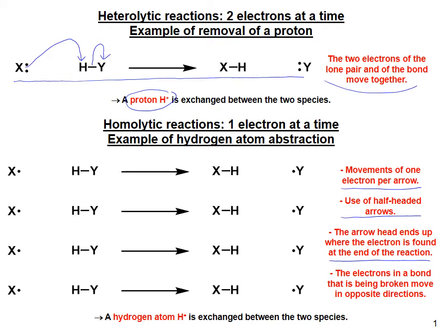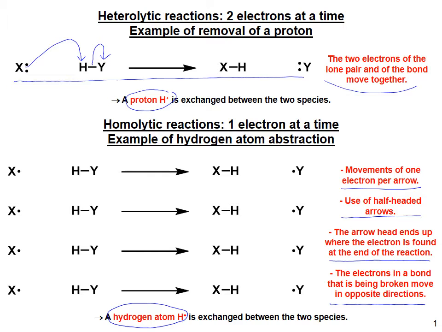And then you'll see that when we draw these reactions, if there's a bond that is broken, we have to show that the two electrons of the bond move in opposite directions. Overall, whereas in the first type of reaction, a proton, or H+, was exchanged between the two species, in the examples that we're going to see here where there are hydrogen atom abstractions, it's a hydrogen atom, or H dot, that is exchanged between the two species.